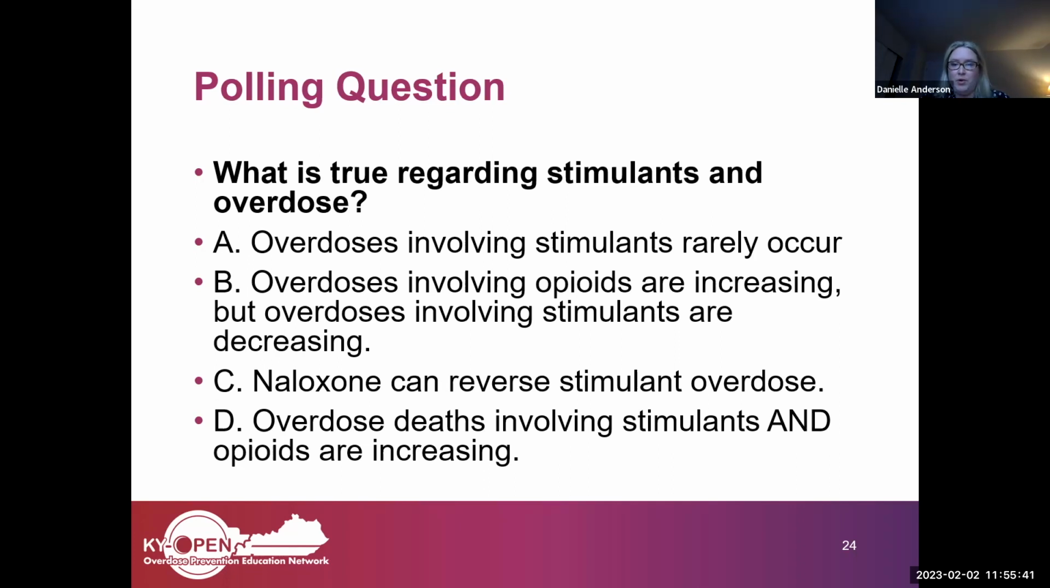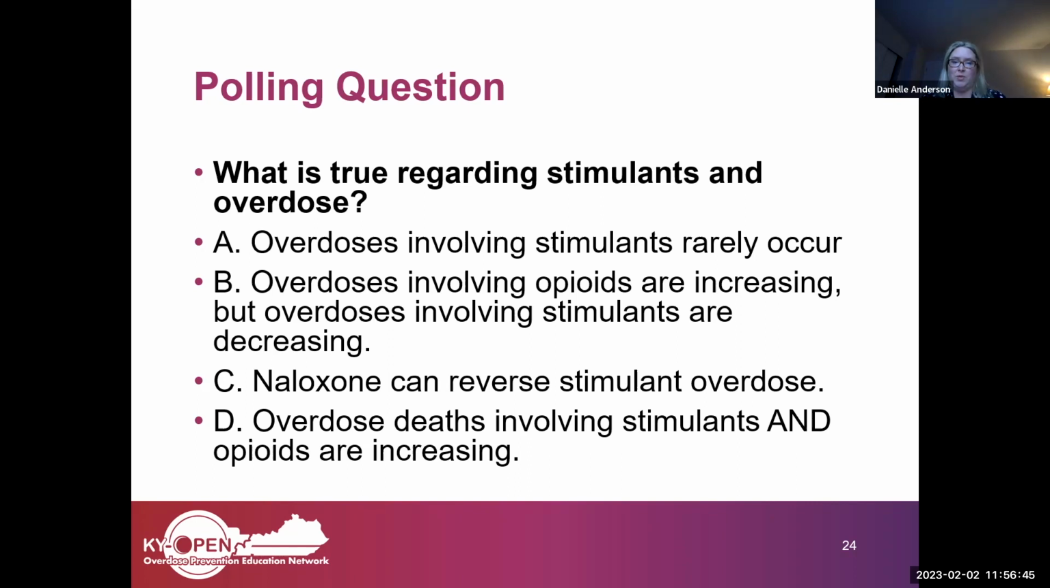Overdoses involving opioids are increasing, but overdoses involving stimulants are decreasing. Naloxone can reverse stimulant overdose, or overdose deaths involving stimulants and opioids are on the rise. So it looks like most people are correctly identifying that overdose deaths involving stimulants and opioids are on the rise. Overdoses involving opioids are increasing. Overdoses involving stimulants are also increasing, stimulants alone and stimulants plus opioids.